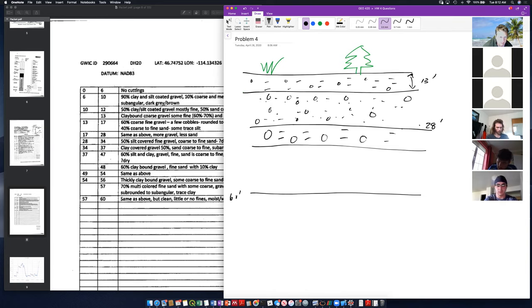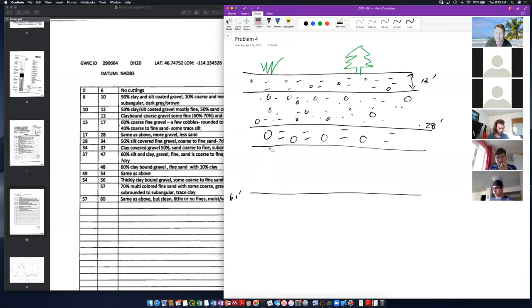Down really to 47 feet, silt, clay, gravel. I'm going to go, that's all the way to 56 feet. So 54 thickly clay, brown gravel, 48, 60 clay, brown gravel, some fine sand, same as above. So 57 feet, we have fine sand and coarse gravel. And that's pretty much all the way down to the base.